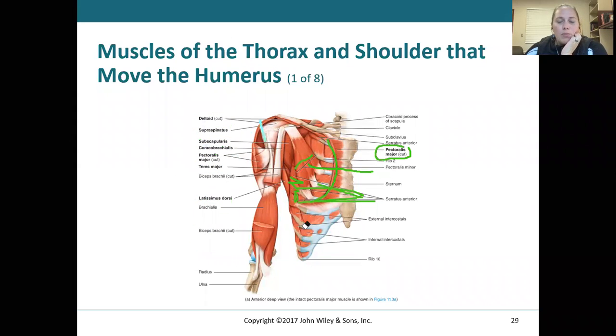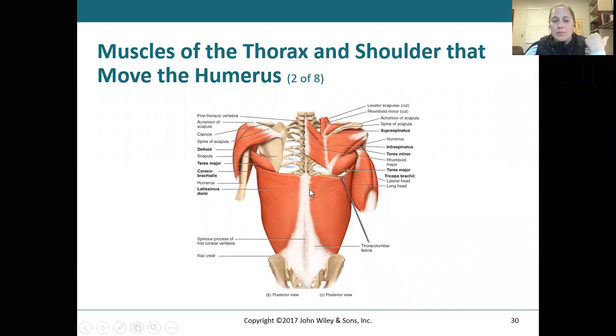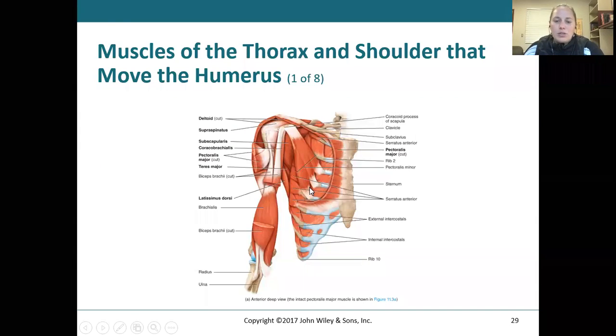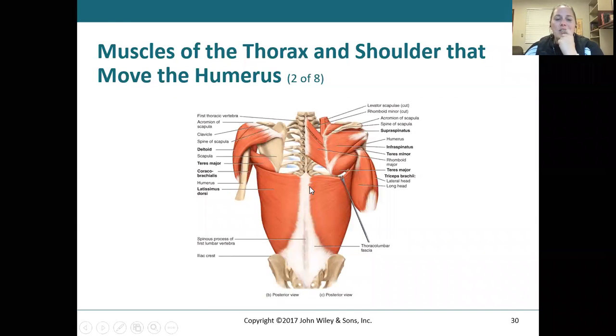Okay, so now we're going to go through our tables and flip back and forth between the table and this image. Okay, so that's the anterior view. Let's look at the posterior view. Again, you're looking at the back from this angle. And so you have your supraspinatus located in this region here, your infraspinatus, your teres minor, right in that location there.